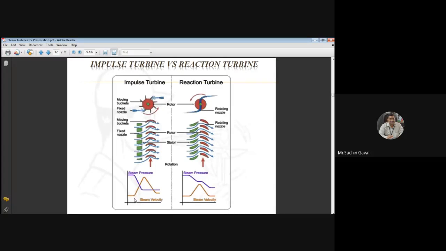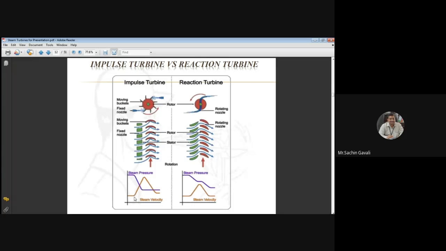Then in the nozzle, the velocity of steam increases. When the steam strikes the moving blade, it transfers its velocity to the blade, and the blade velocity will increase while the steam velocity goes on decreasing. So what happens in the nozzle? Steam pressure decreases and steam velocity increases. Afterwards, in the impulse turbine, the pressure remains constant. The pressure curve is going to be a straight line. It is not going to change.